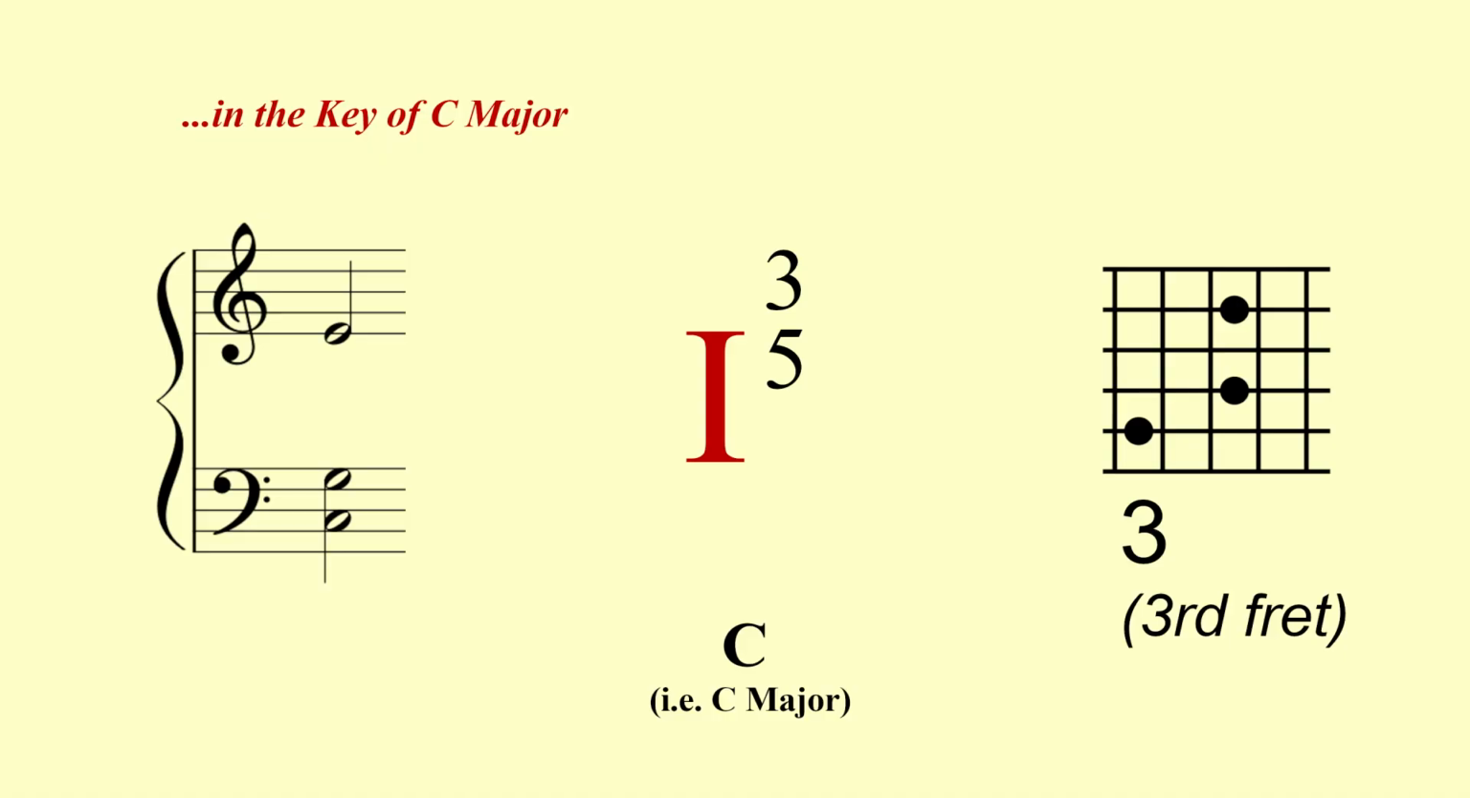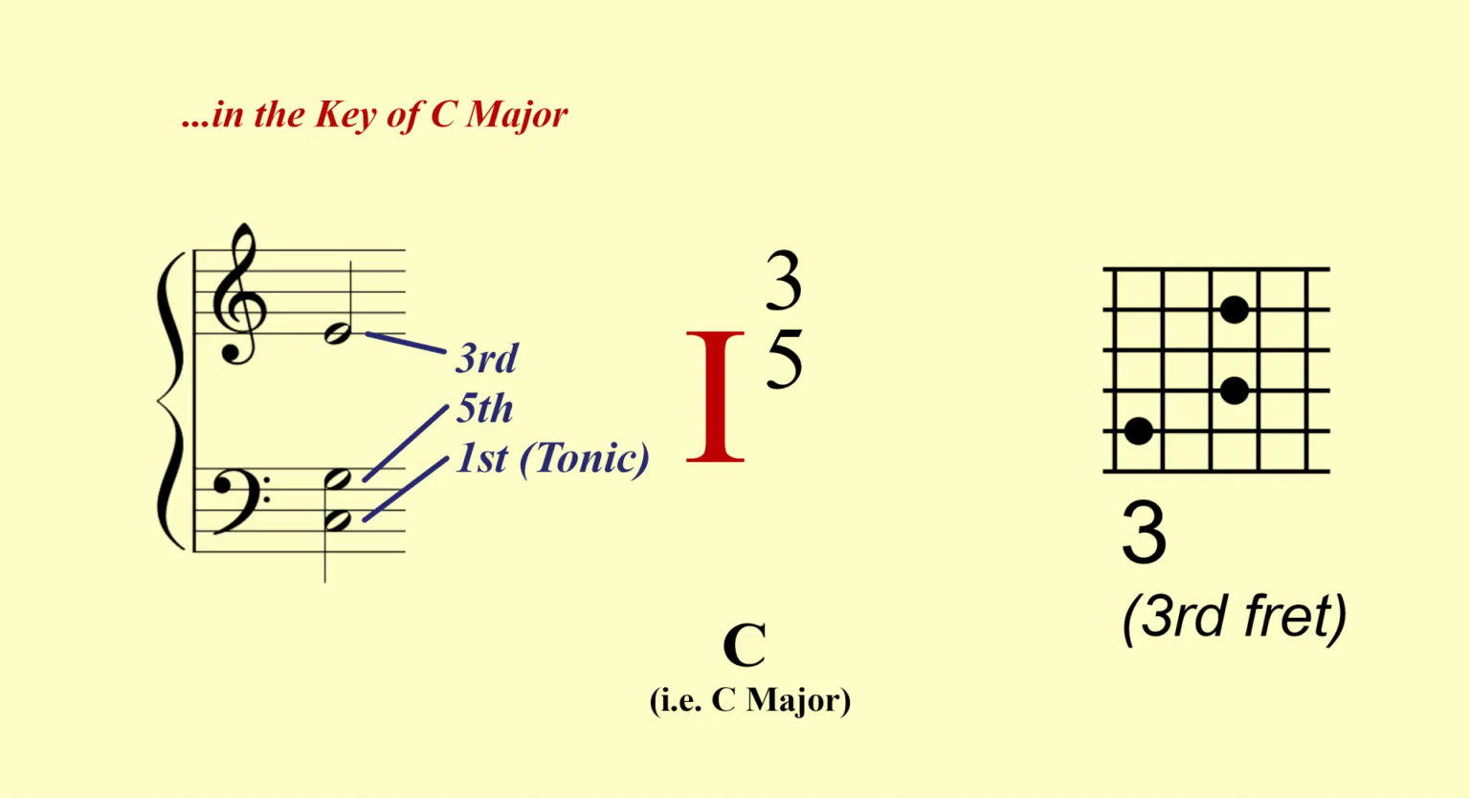Here are some examples of figured Roman numeral analysis. In the key of C, here is the chord C. It has the Roman numeral 1 because it is the tonic. And the figures 5-3 because the third and the fifth are the notes in typical major or minor chords, and they appear in this order.